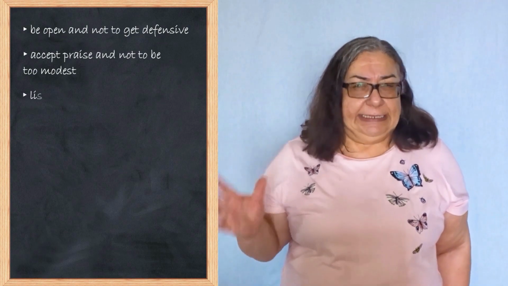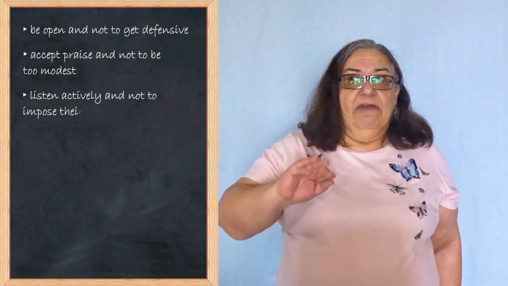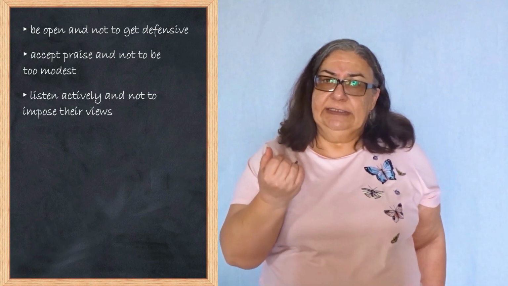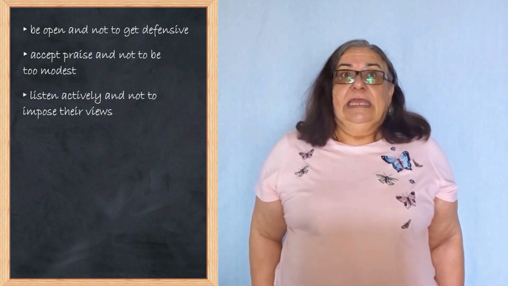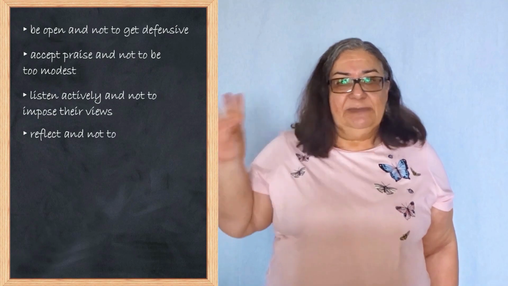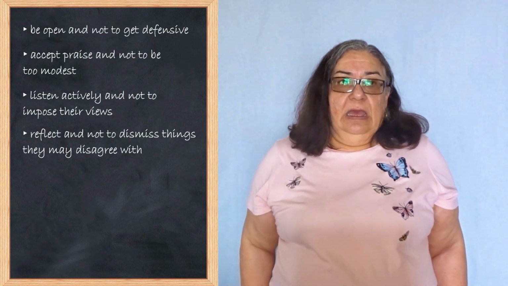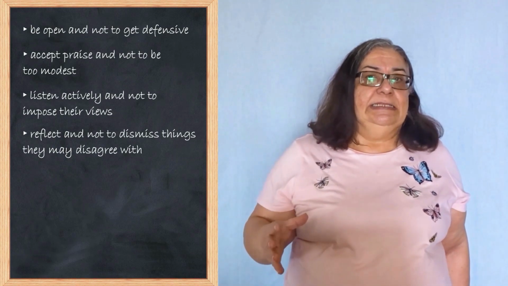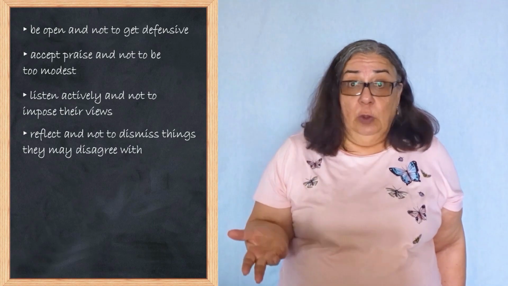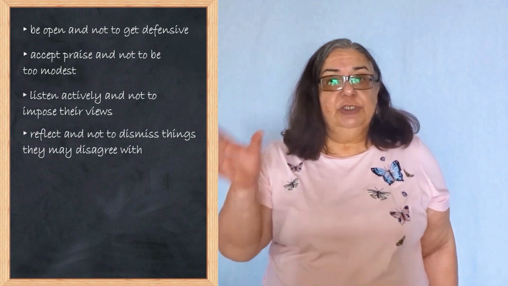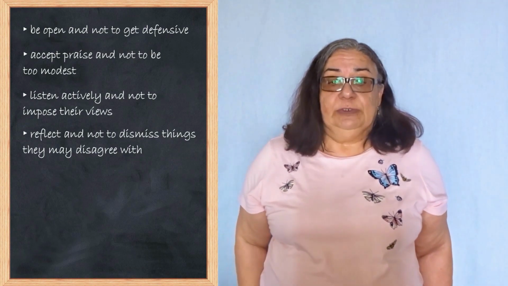Observees should listen actively, carefully, and try to avoid imposing their views, but try to understand what the other person's views are. They should reflect and try not to dismiss things that they may disagree with, okay? Because we have a tendency of hearing what we want to hear and avoiding what we don't want to hear. We shouldn't do that. We should be all ears for any kind of comment coming from the observer.